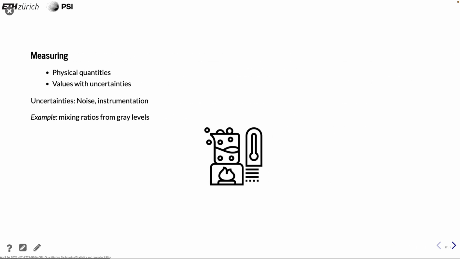Measuring, then we are talking about physical quantities. So the signal that we get, the gray level that we get, has a physical meaning. And these values are actually with uncertainties. Here comes the uncertainty from the noise and from the instrumentation. And one example would be to extract the mixing ratio from the gray levels in the image.